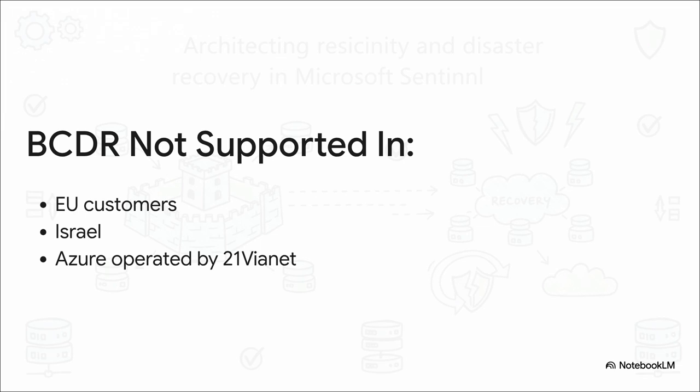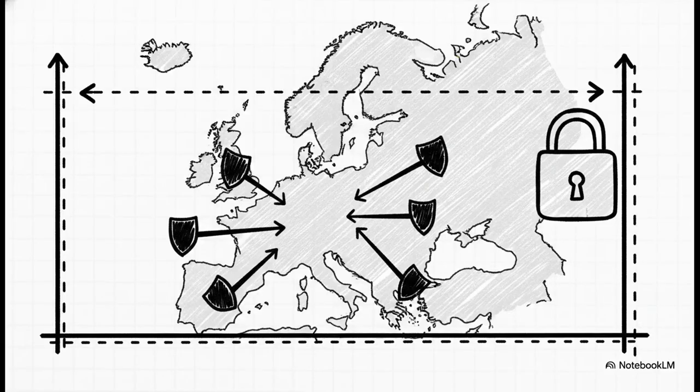Currently, this setup is not supported for customers in the European Union, in Israel, or within Azure environments operated by 21Vianet in China. Just to give a bit of context for the global enterprise architects out there, the European Union restriction is specifically tied to EU data boundary compliance. Navigating data sovereignty laws means there are super strict controls on replicating data across borders, and right now, that prevents this specific customer-enabled DR model from being used in that jurisdiction.